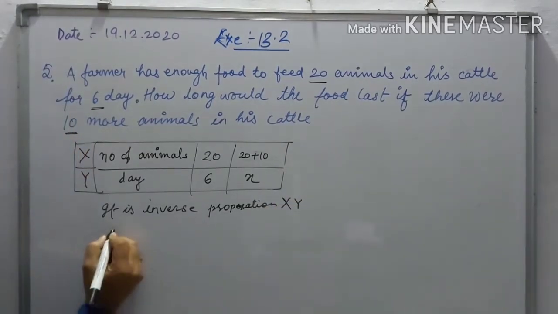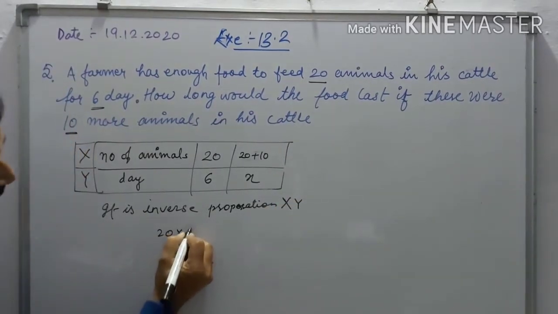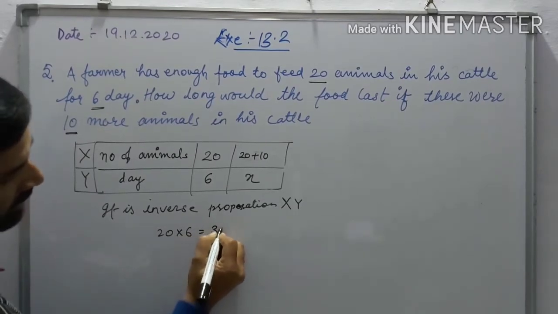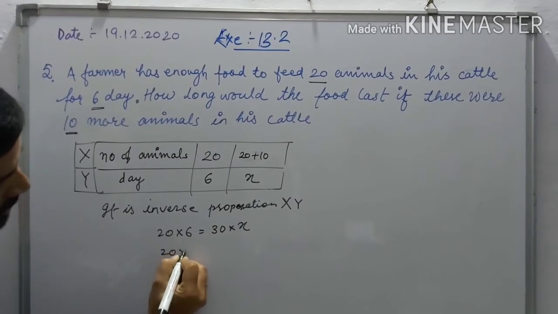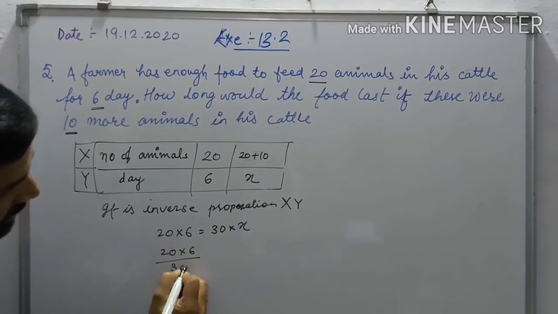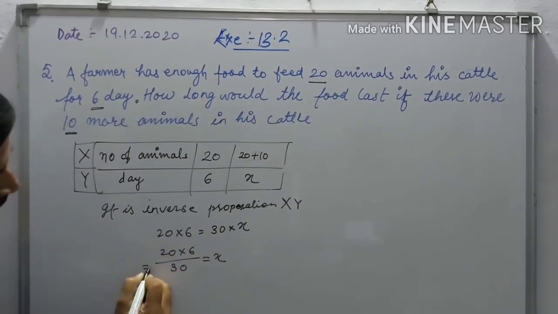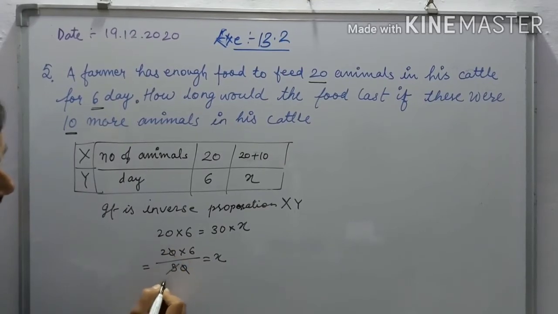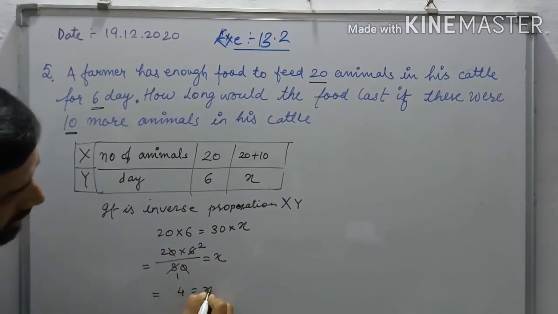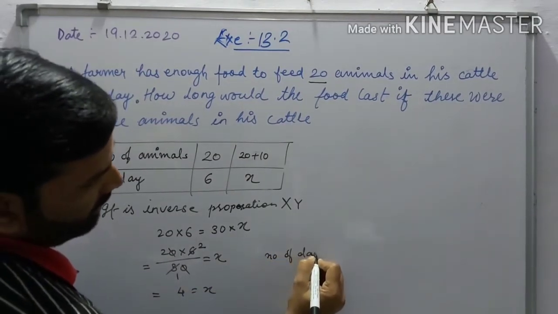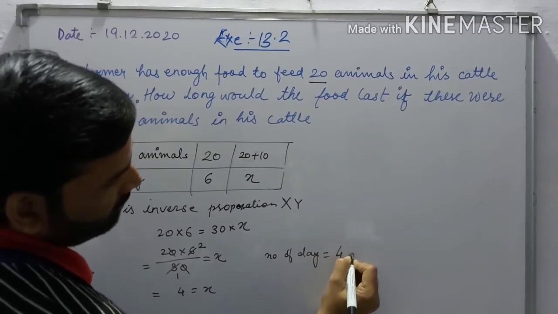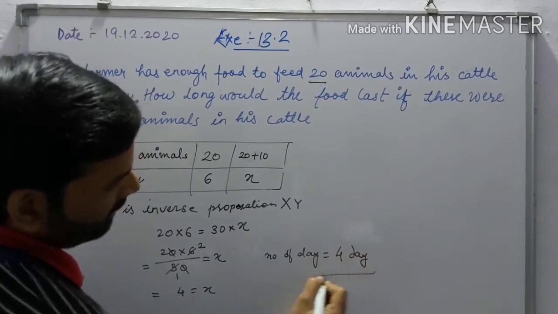Okay, so you write 20 into 6 is equal to 30 into x. So 20 into 6 upon 30 is equal to x. Zeros cancel, 3 1s are 3, 3 2s are 6. So that is 4 equal to x, which means the number of days is 4 days.